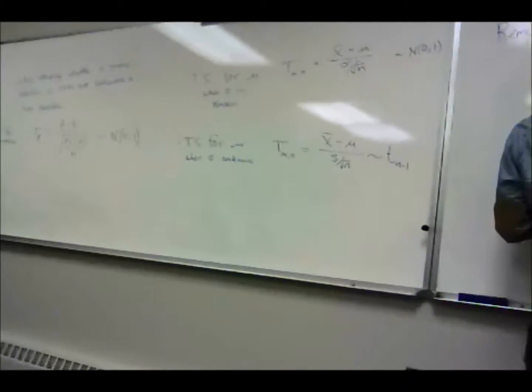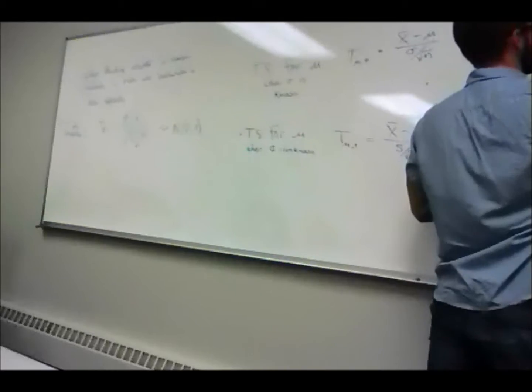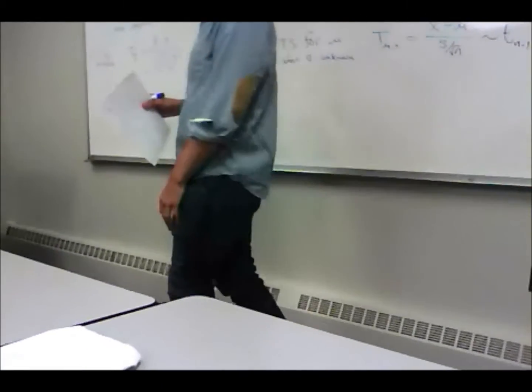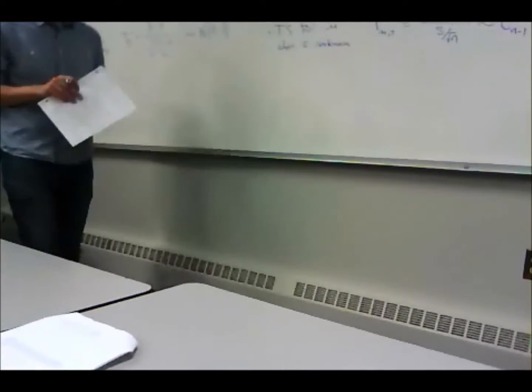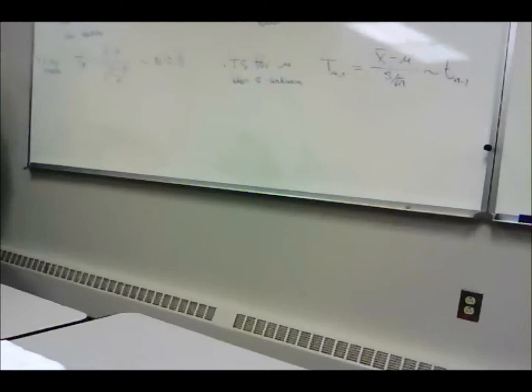Remember, mu, the true mean, and p, the true proportion, are calculated under the null hypothesis. And when I say under the null hypothesis, I mean under the assumption that the null hypothesis is true. So it's just a way to write that shorthand.